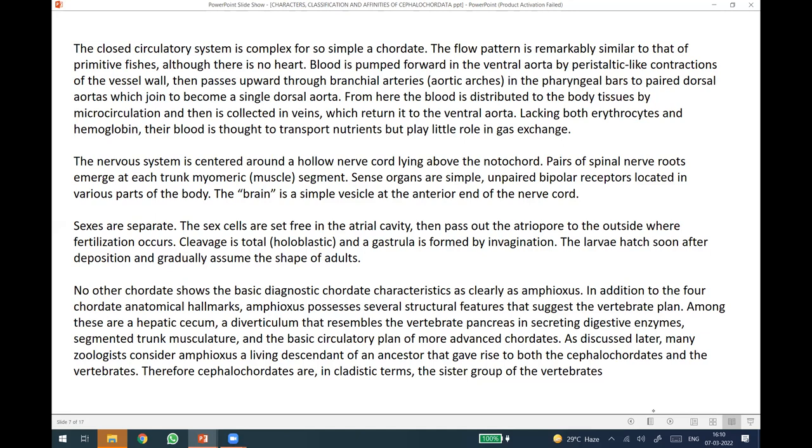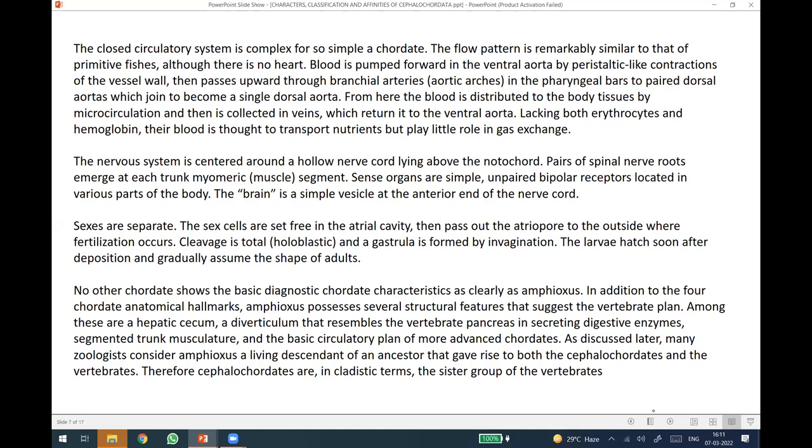From here, the blood is distributed to the body tissues by microcirculation, that is, it circulates through capillaries, and then is collected in veins, which return into the ventral aorta. The very typical circulatory plan, like the piscine blood circulatory plan, you can say. Lacking both erythrocytes and hemoglobin, their blood is thought to transport nutrition. This is unlike the typical fishes. Erythrocytes and hemoglobin are not at all present in amphioxus, and that is why it is supposed that the blood mainly does the work of assimilation, that is, the distribution of digested food, in place of any role in gas exchange.